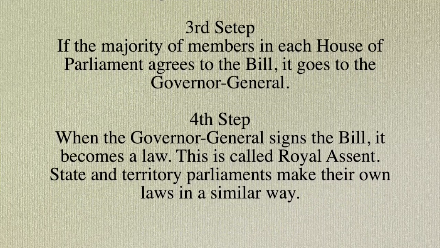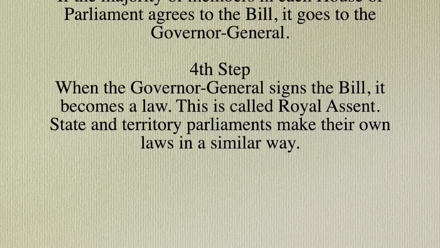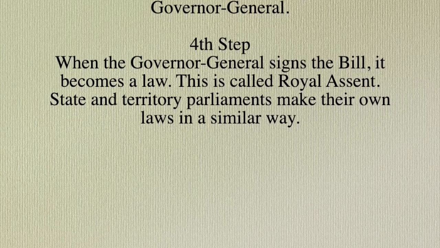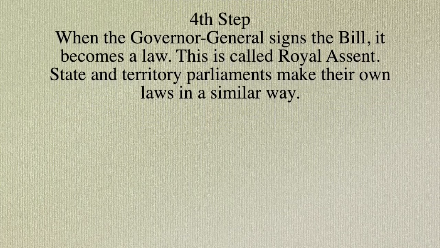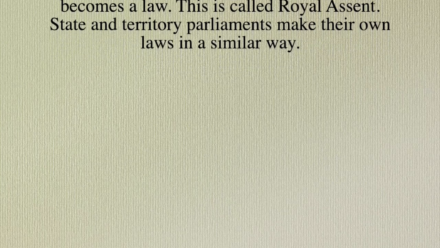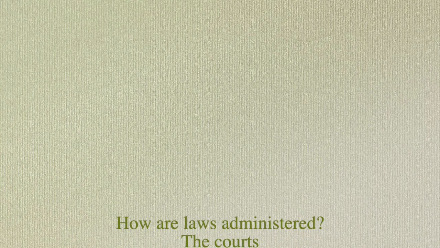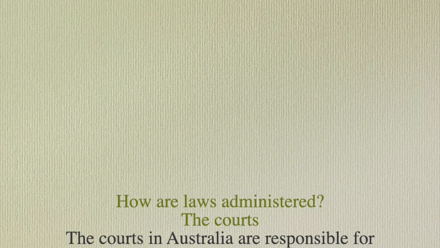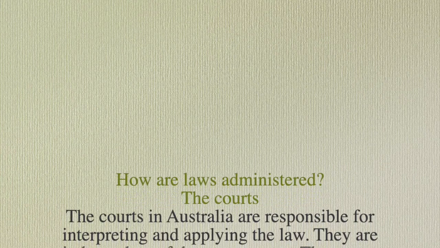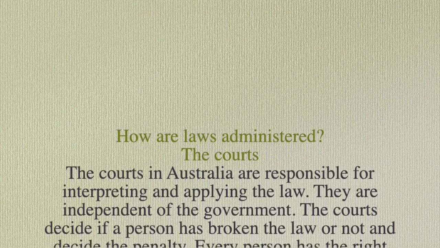After that, if the majority of members in each House of Parliament agree to the bill, it goes to the Governor General to sign it. When the Governor General signs the bill, it becomes law. This is called the royal assent. So that is how a law is made in Australia. Remember, there are four steps in making a law, which I mentioned earlier.